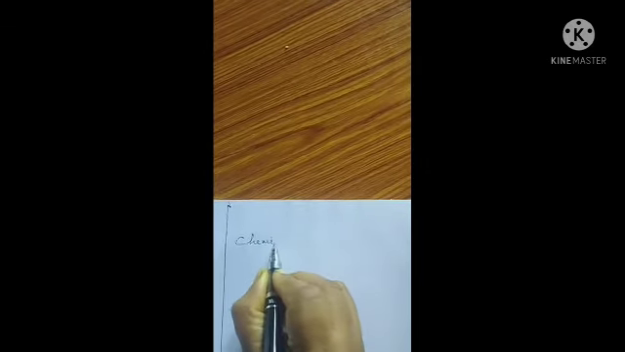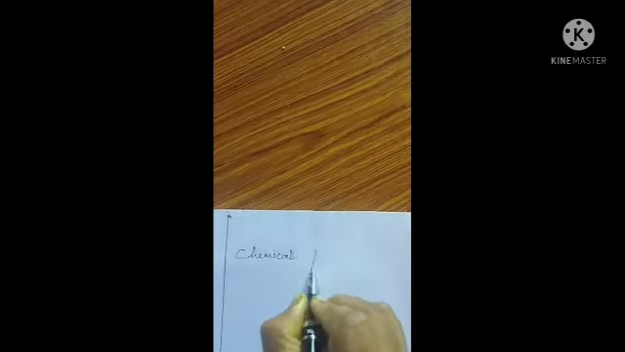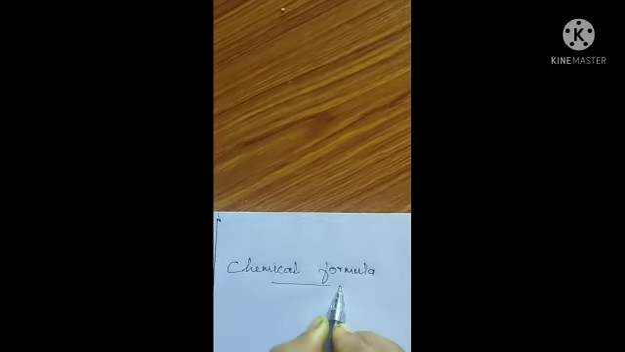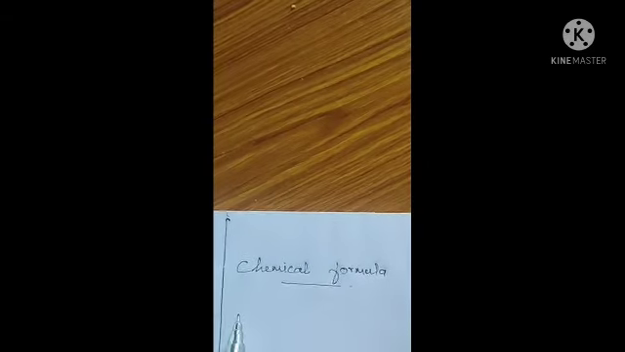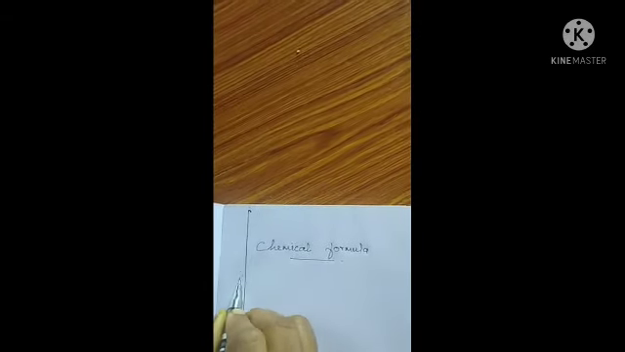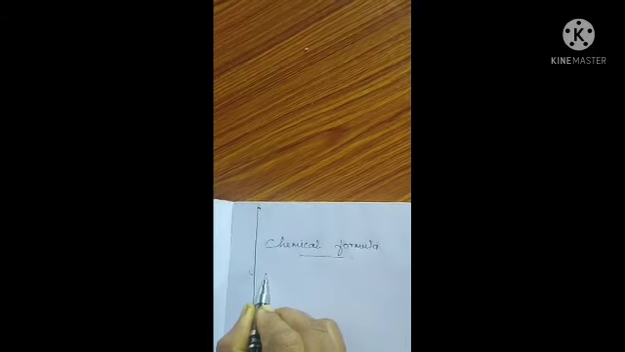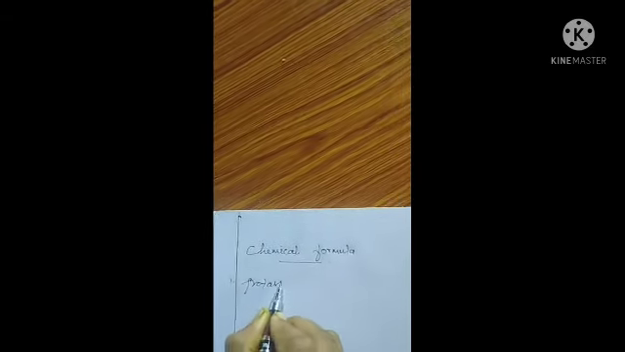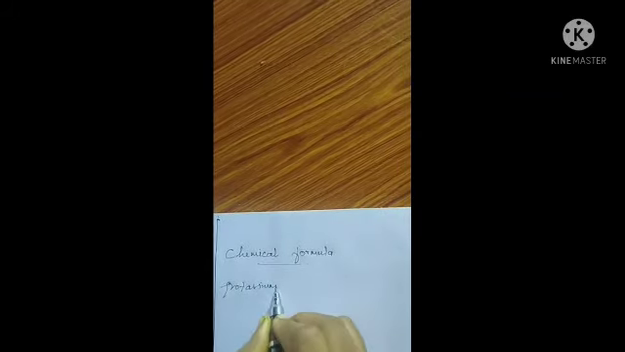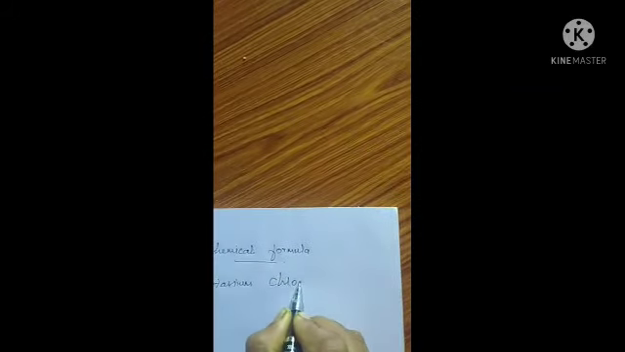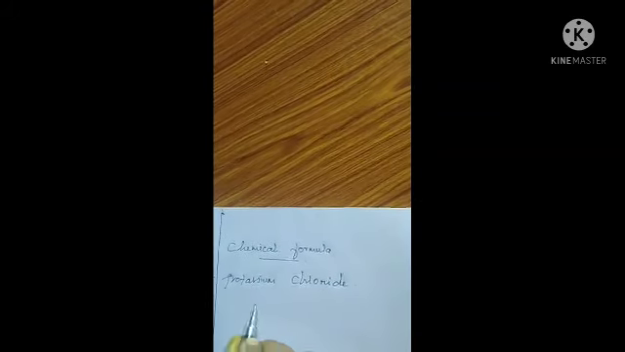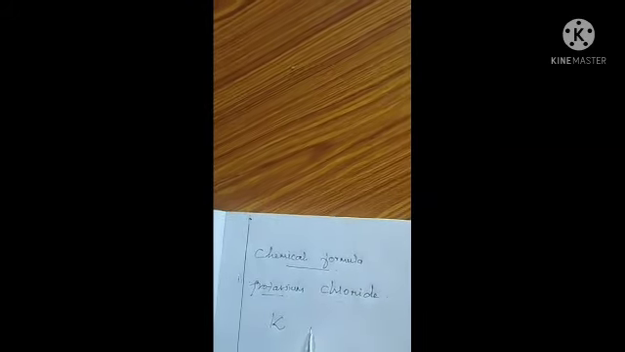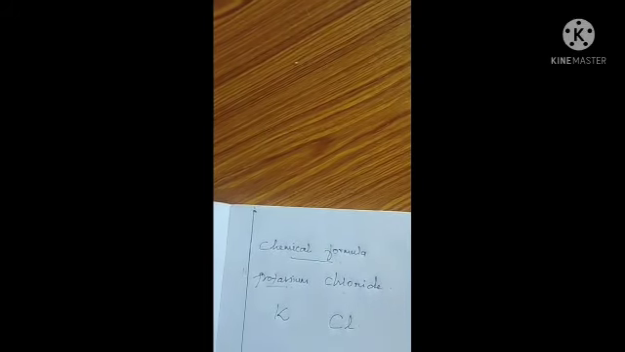Okay, now we are going to write chemical formulas. Okay, how to write the chemical formula? A few examples we can see. Okay, the first one is potassium chloride. For this, what's the symbol for potassium? K. Chlorine, Cl. Is it?